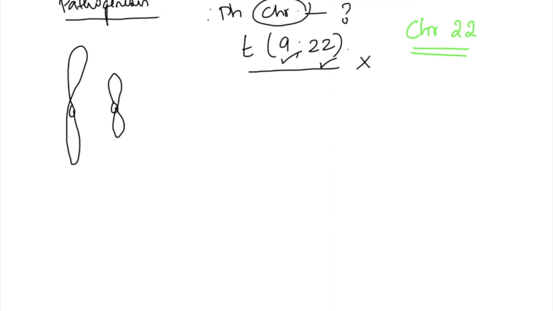Now on chromosome number 9, we have a gene called the ABL gene. And then on chromosome 22, let's use a different color here, we have the gene BCR. Now what happens here is that you have a balanced reciprocal translocation.